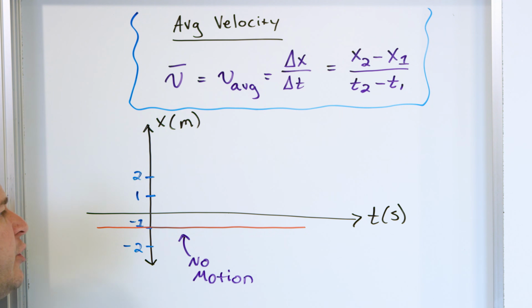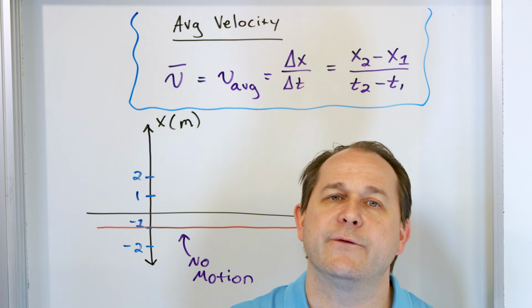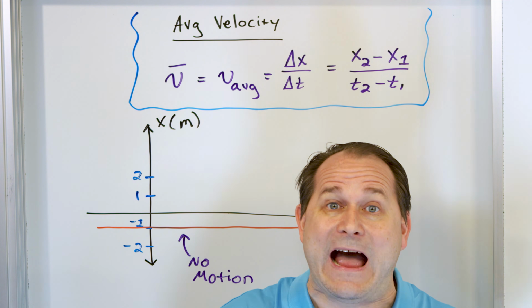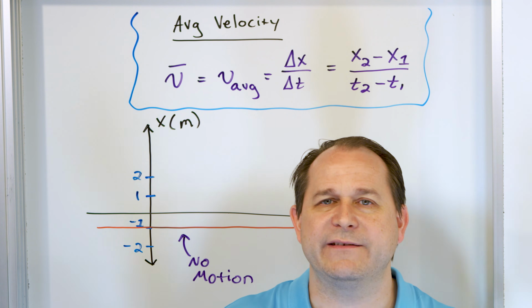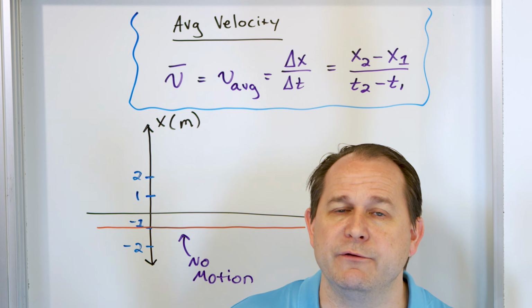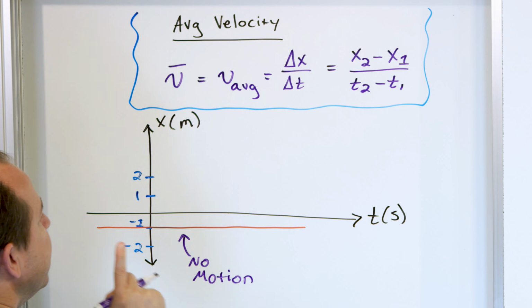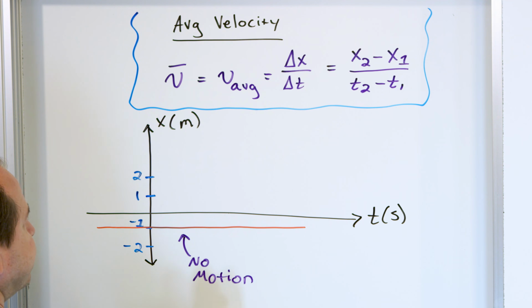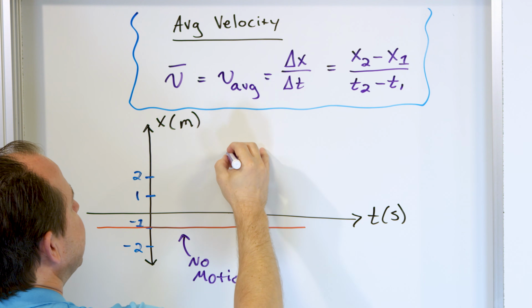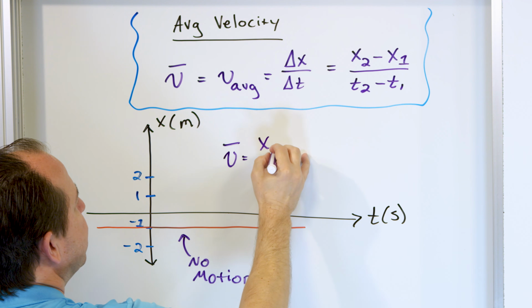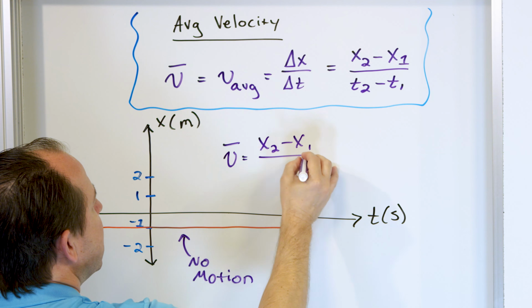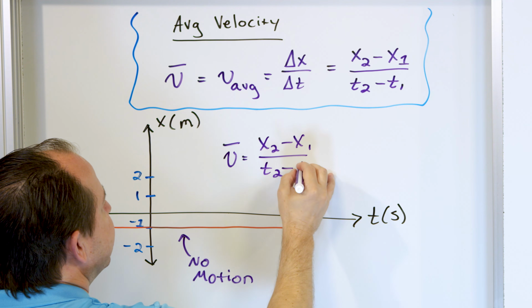Now, because we know there's no motion here, we expect that if we were to calculate the average velocity between any 2 points in time, we should get 0, because we know the thing is not moving. Let's apply it and see what we get. So let's go over here and calculate the average velocity. We'll write it with a little bar on top: x2 minus x sub 1 divided by t2 minus t sub 1.